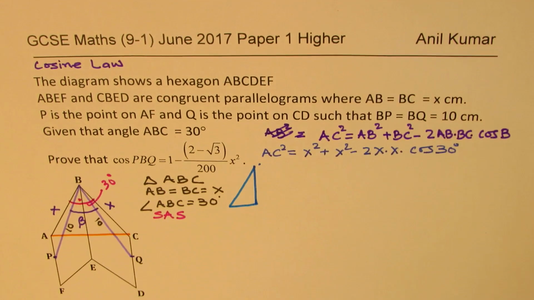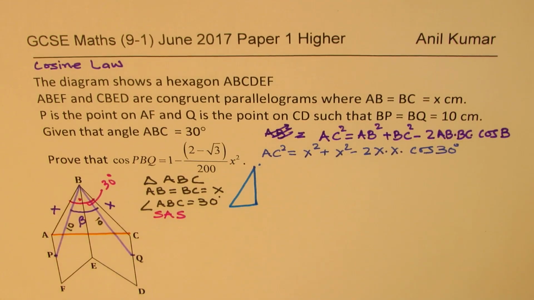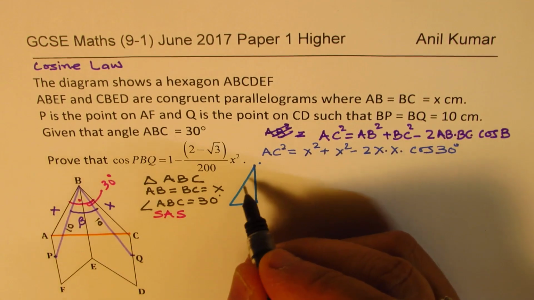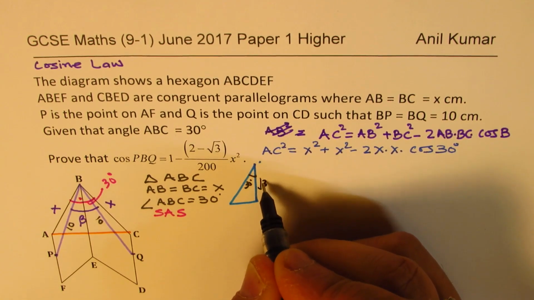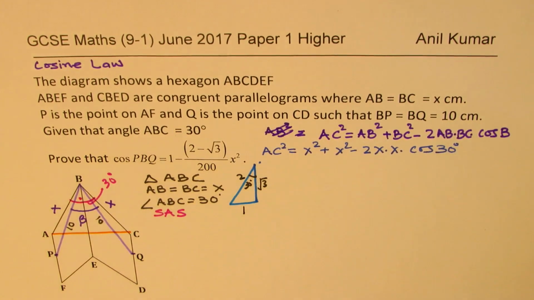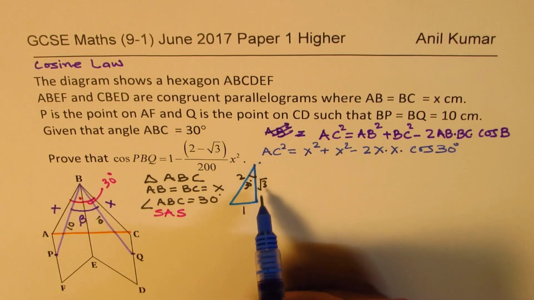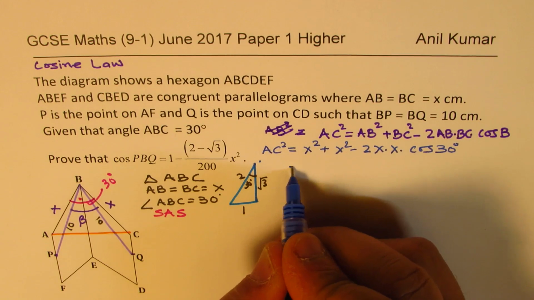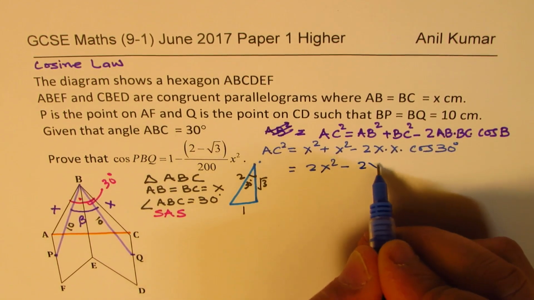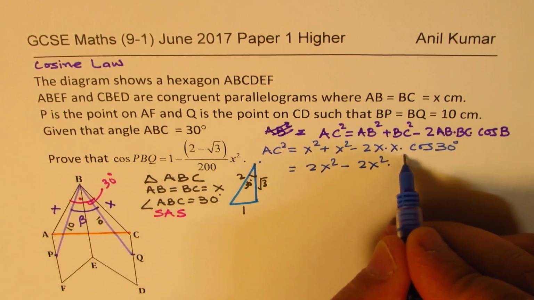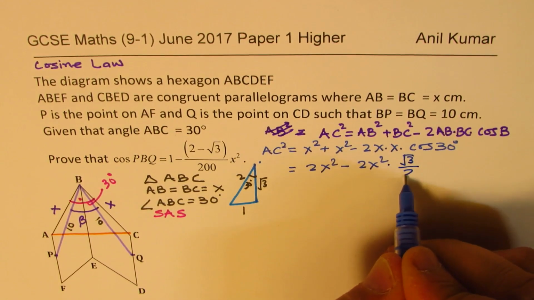So in this triangle, we know cos will be, let's say this is 30 degrees. Then this is square root of 3, that is 2, and this is 1. Okay, so we know what cos of 30 degrees is. It is square root 3 over 2. So we get AC square as 2x square minus, this is also x square when you multiply them, and that is square root of 3 over 2.